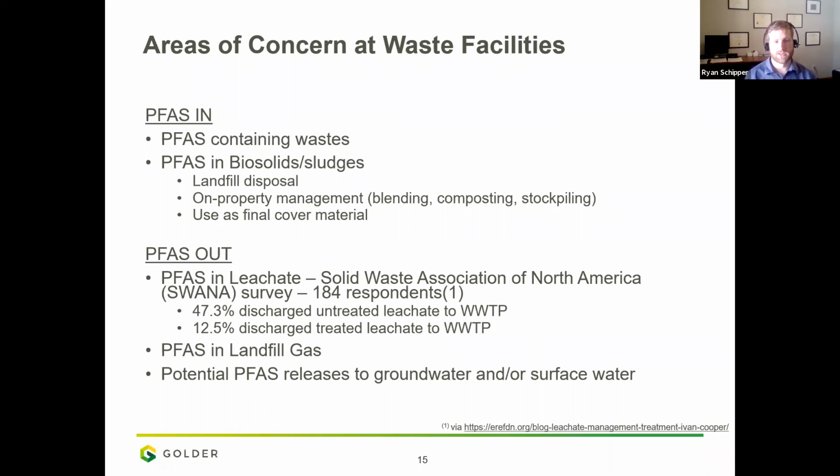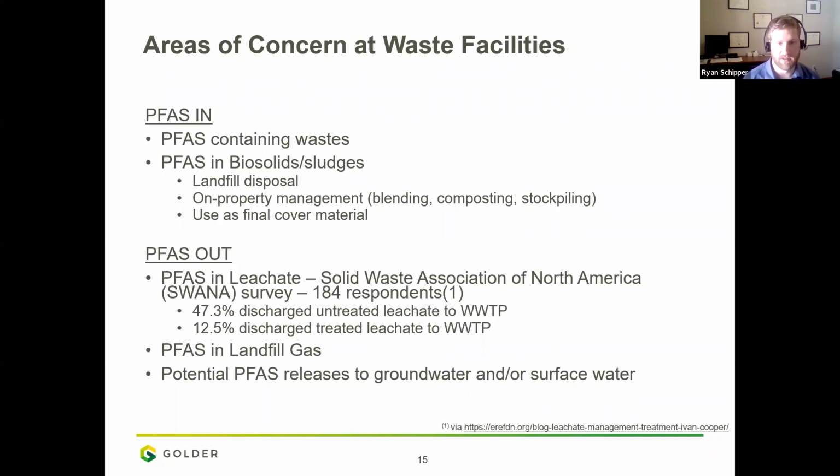The Solid Waste Association of North America, SWANA, survey, almost half of the landfills in the US discharged directly untreated to a wastewater treatment plant. And there is a percentage as well that discharge treated leachate. However, in many cases, the treatment processes for the leachate treatment plant, they're not addressing the PFAS.